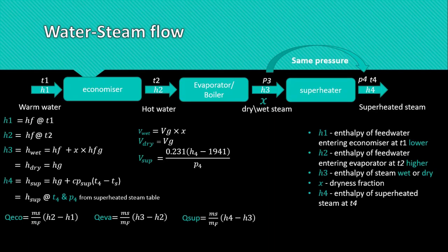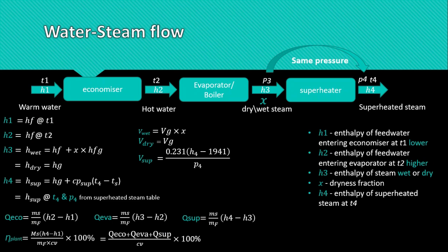Now we also have the efficiency of the plant. To calculate the efficiency of the plant, we use this formula. The efficiency of the plant is equal to mass of steam multiplied by H4 minus H1 and then divided by mass of fuel multiplied by calorific value or the heat value, then multiplied by 100%, okay? Or the efficiency of the plant is equal to Q eco plus Q eva plus Q sup and then divided by the calorific value or the heat value, then multiplied by 100.